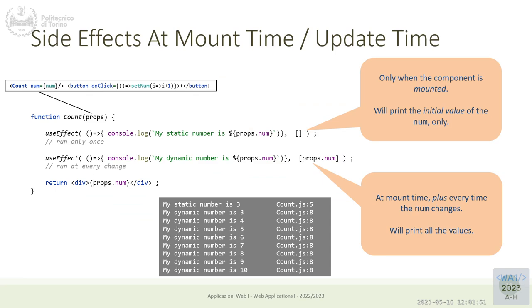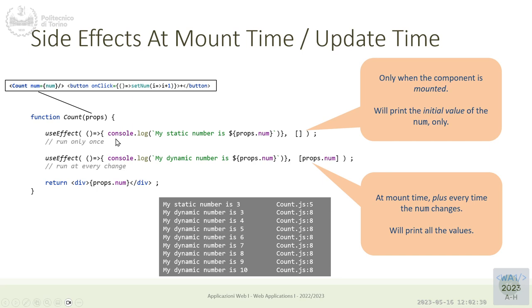So this is an example of code that may help us understand the behavior. Imagine we have a component which calls clear count, and a button. The count takes a property, a prop called number. And there's a button that will increase the value of this number. So every time I click the button, I increase the number, so I count how many times this button has been clicked.